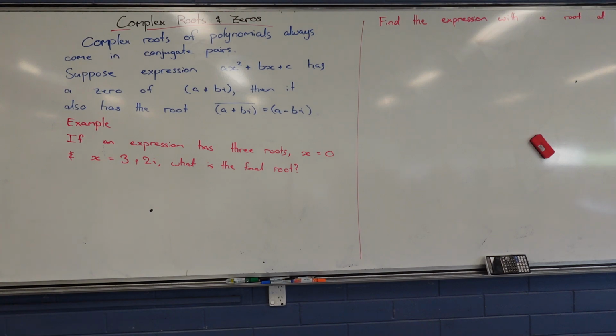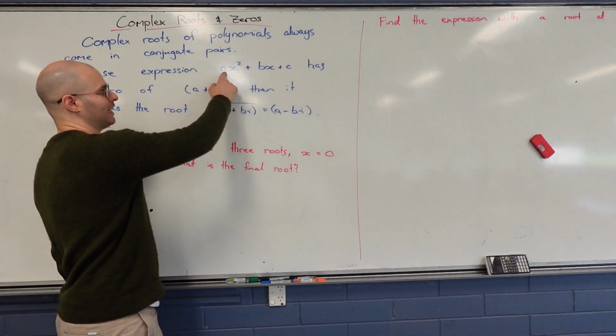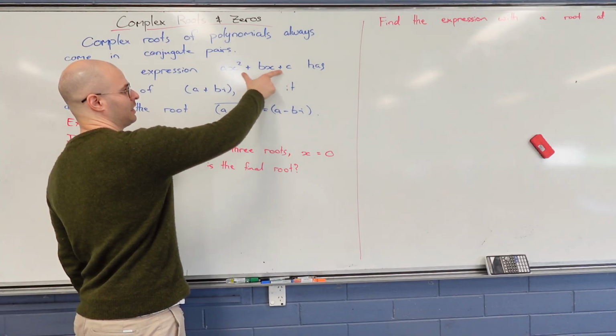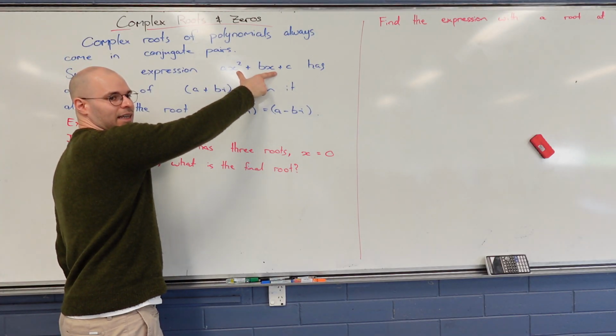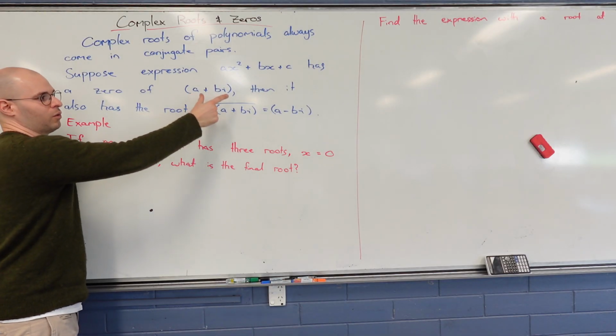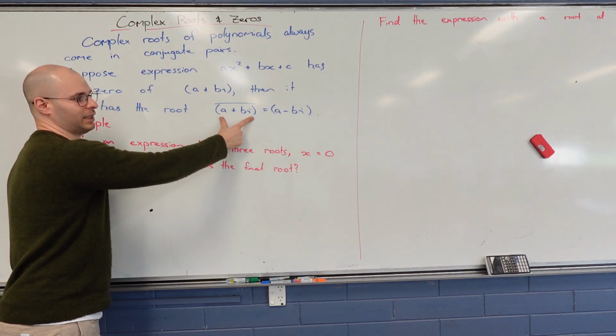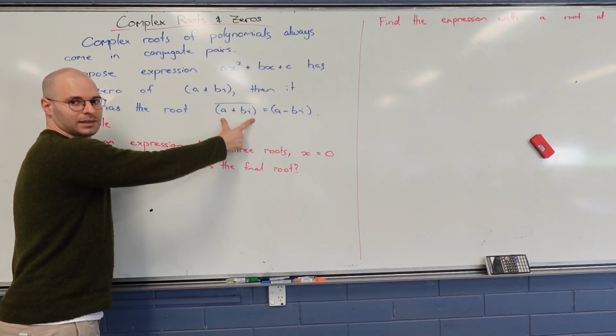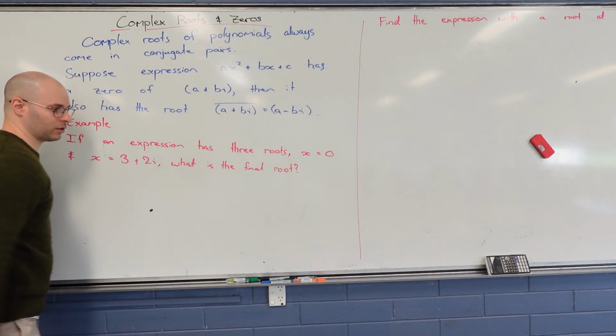Now, if we have a polynomial with complex roots, what we discover is that the complex roots always come in complex conjugate pairs. So suppose we have this polynomial here, ax squared plus bx plus c. If we know that this has complex roots, then one root might be this, and if we know one root, we know that the other root is going to be the conjugate. Does that make sense? Wonderful.